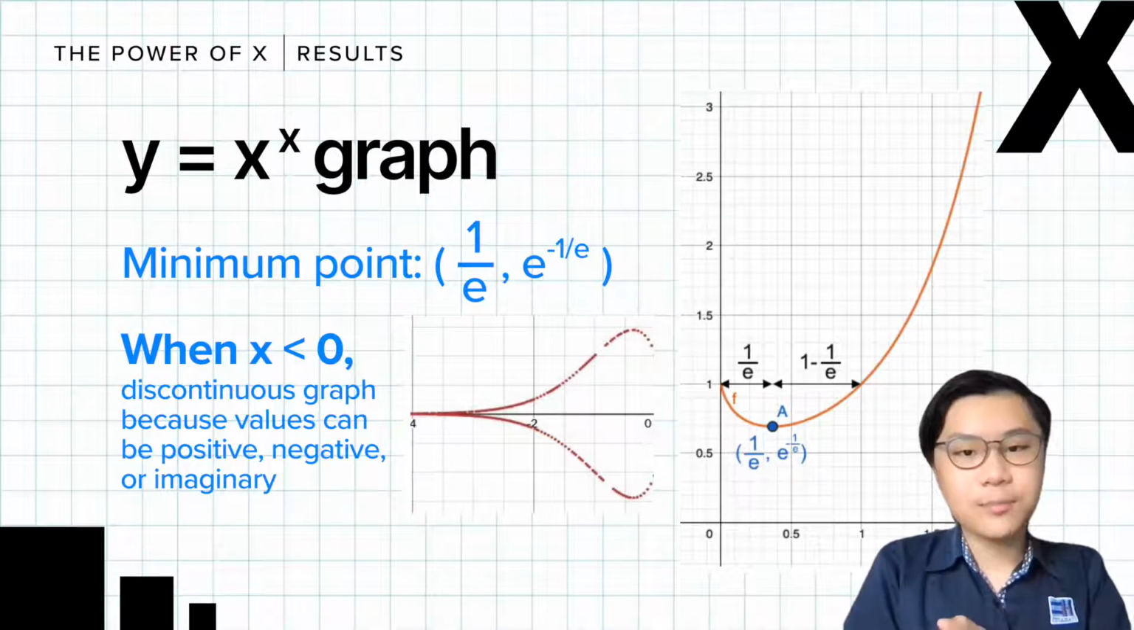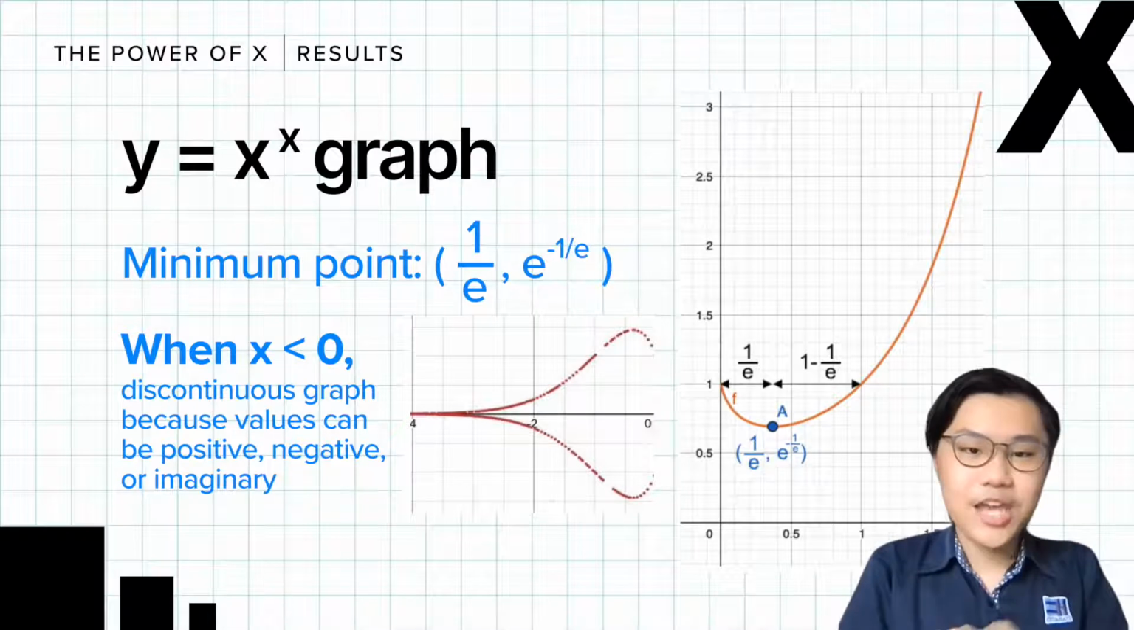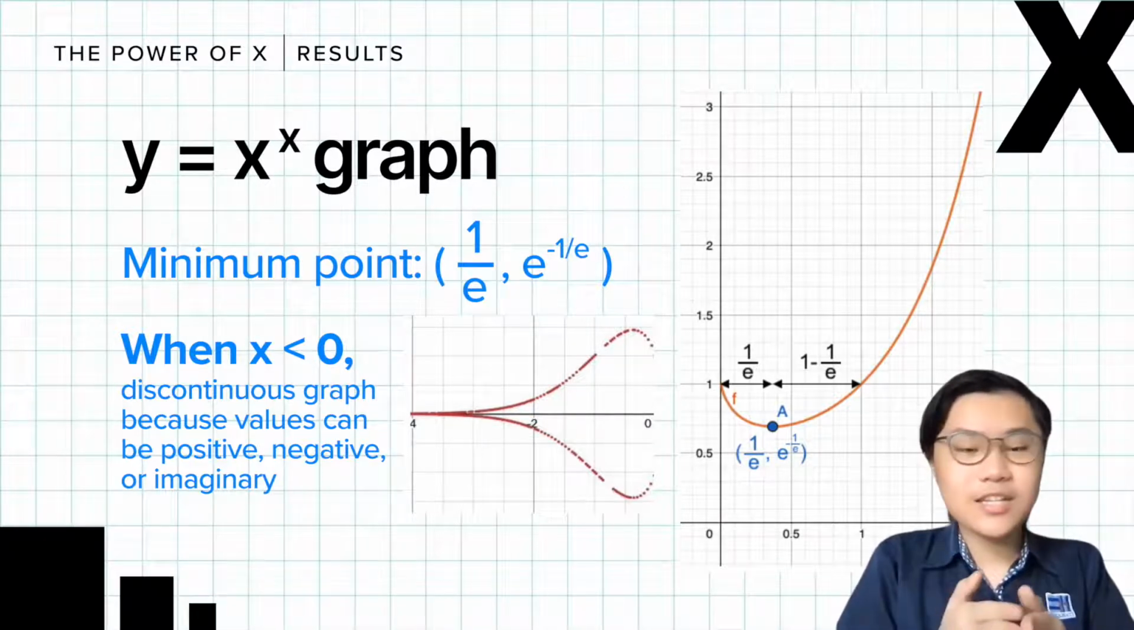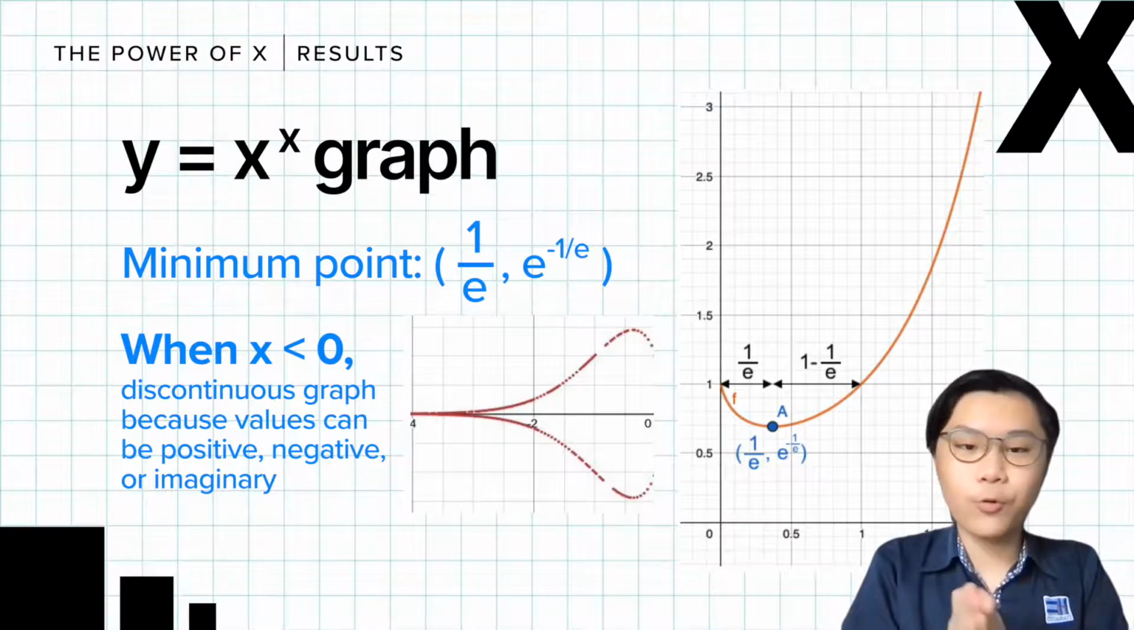e is Euler's number, a special transcendental number like pi with a value of around 2.7. Then when x is less than 0, that means we are actually raising a negative number to the power of another negative number. And because of how weird that is, the results can actually be positive, negative, or even imaginary. And this is what caused the holes in the graph.